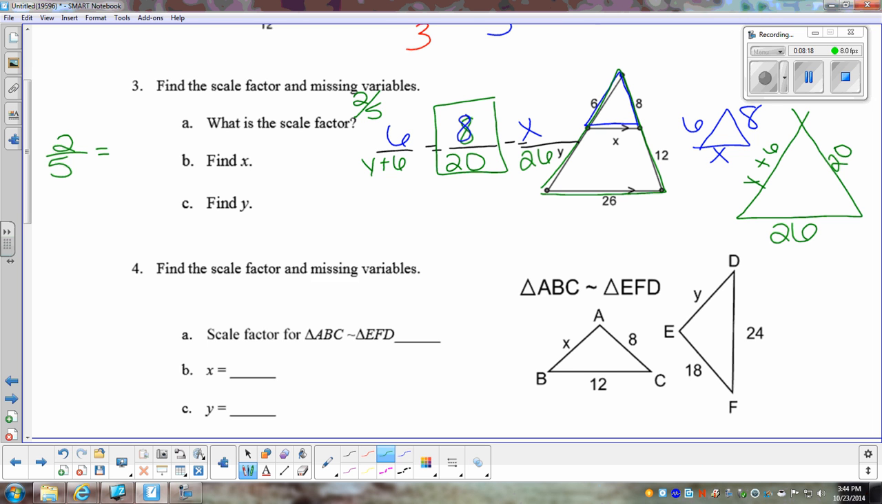So for x, I want to use my 2/5, and I want to use the x/26. Cross multiply. I get 52 equals 5x. Divide by 5. And I get that x is 10.4.